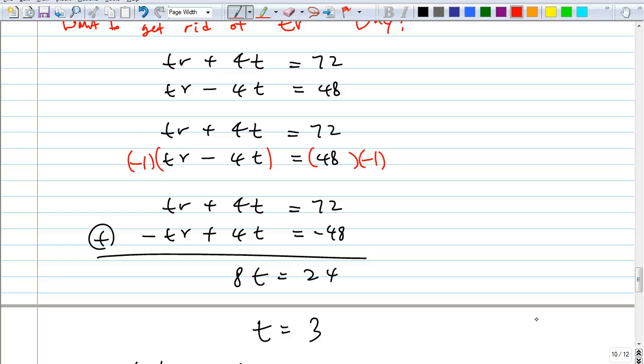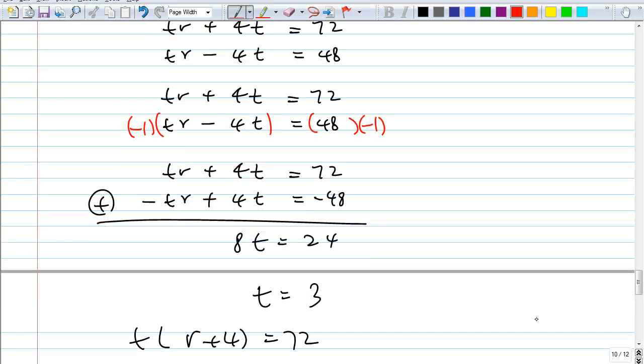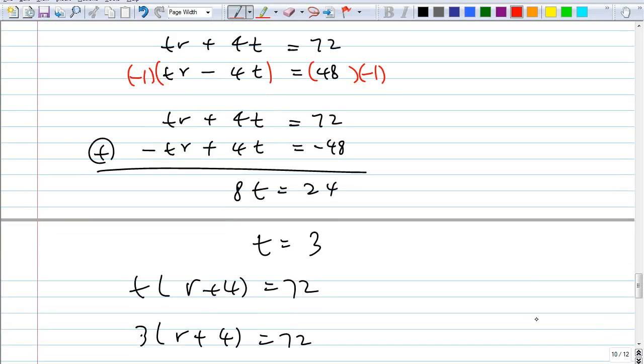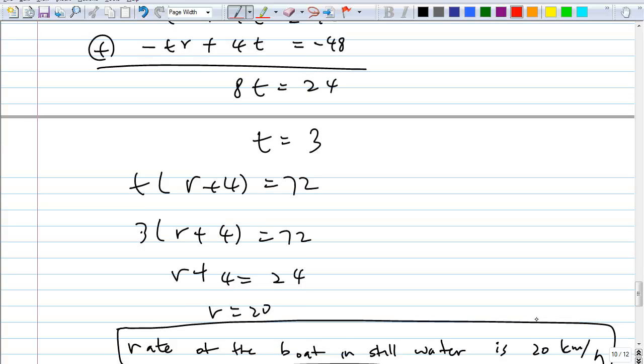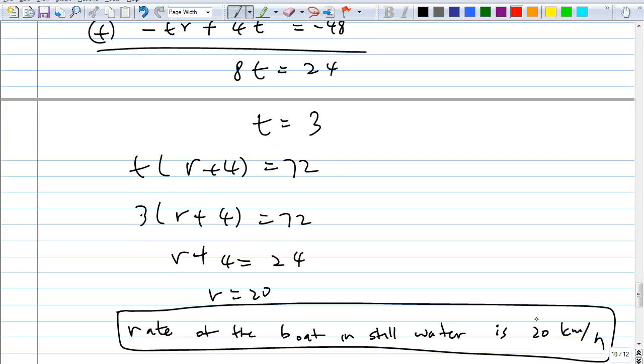Yeah, plug t into one of the equations. So I use this one: t times (r plus 4) equals 72. Is that okay? Could I use the other one? Yeah, it doesn't matter. So when you plug in 3 for t, you can see that the rate is 20. So do you see how I got 20 there? The answer is the rate of the boat in still water is 20 kilometers an hour.